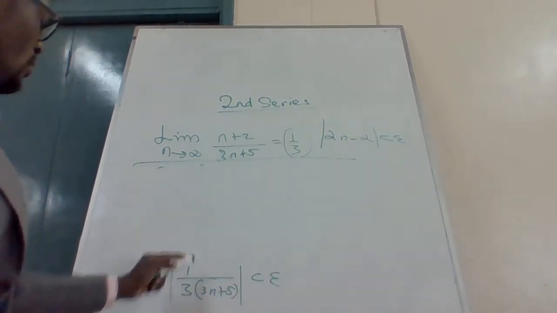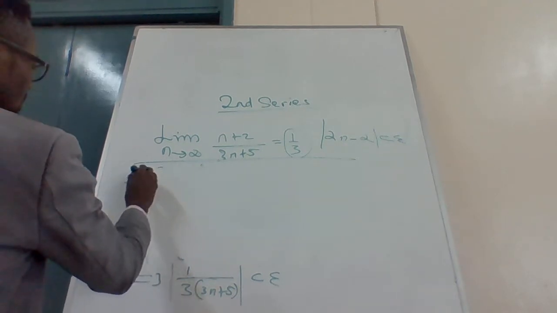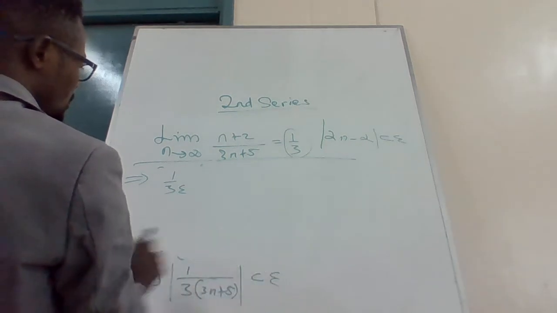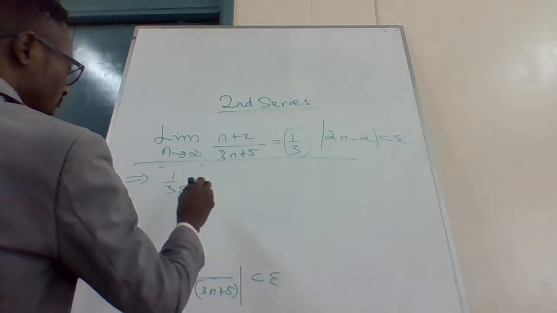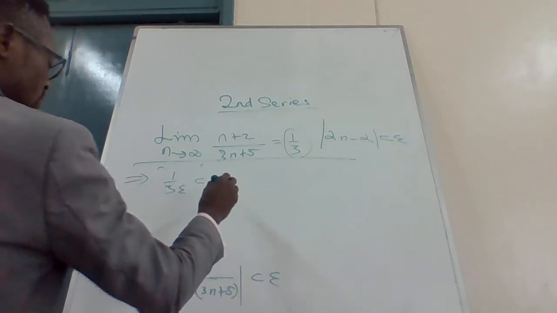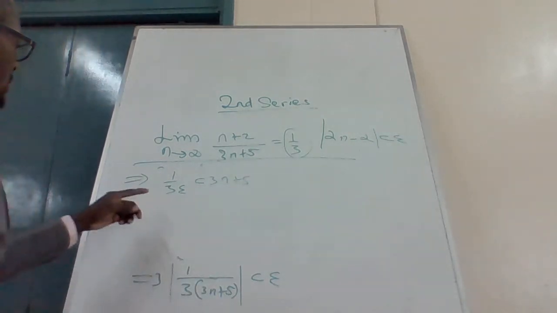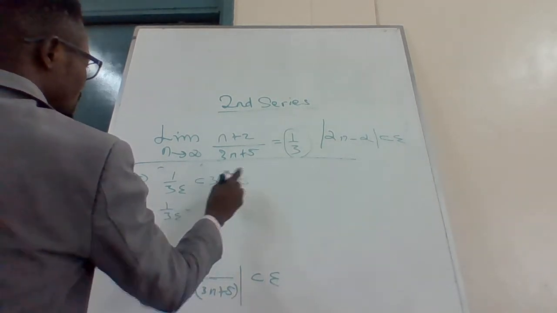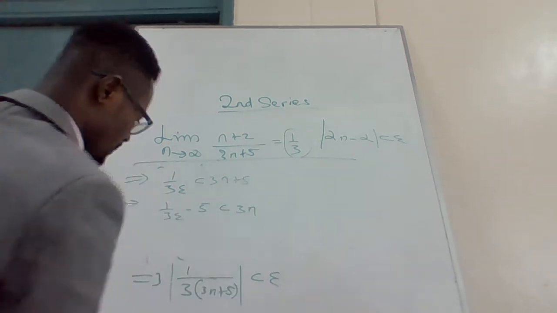From what we have, 1 over 3 by this is less than epsilon. So it implies that 1 over 3 epsilon, we try to distribute these, 1 over 3 epsilon is less than 3n plus 5. And this will imply that 1 over 3 epsilon minus 5 is less than 3n.